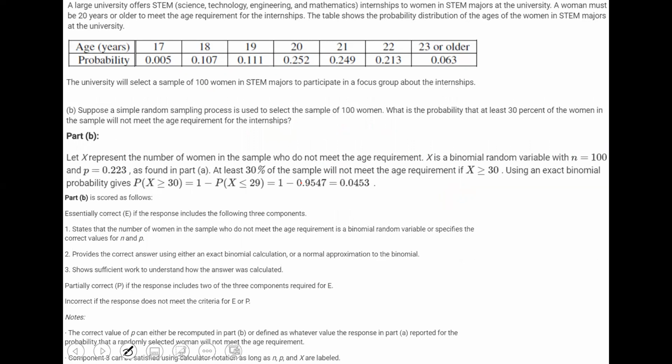What is the probability that at least 30% of the women in the sample will not meet the age requirement for the internship? All right, so this one, we have a fixed number of women, right? And it's wanting that at least 30%, that means at least 30 people, right? Will not meet the internship. So we can say that this is a binomial, right? Because it's a pass or fail.